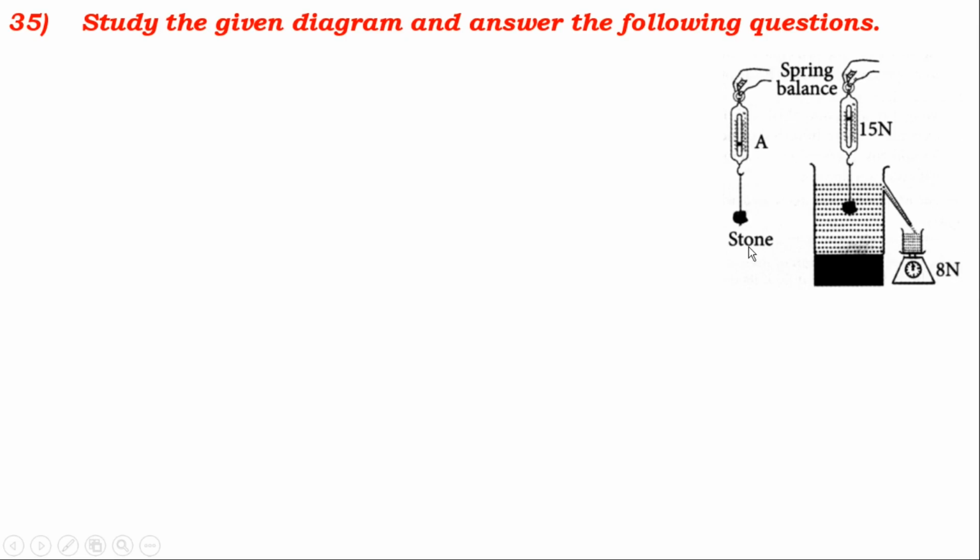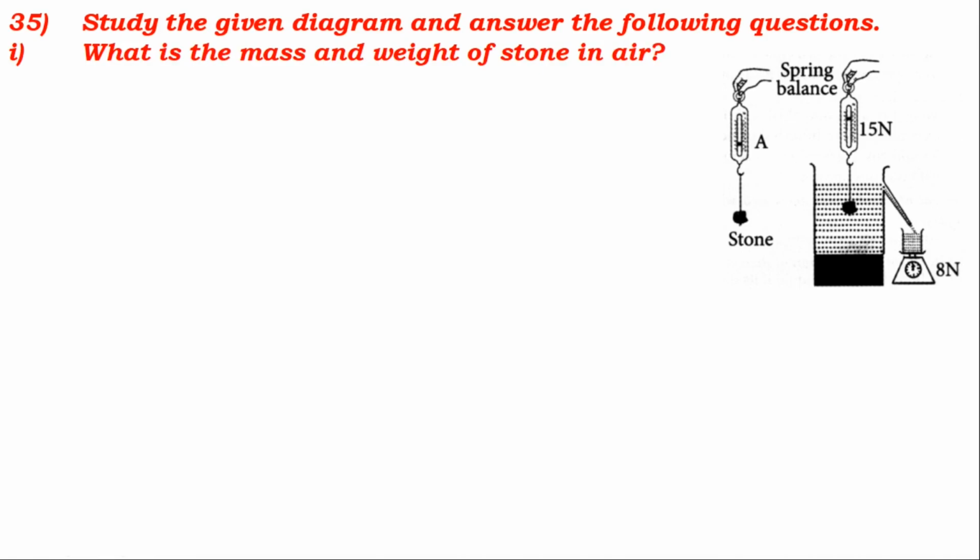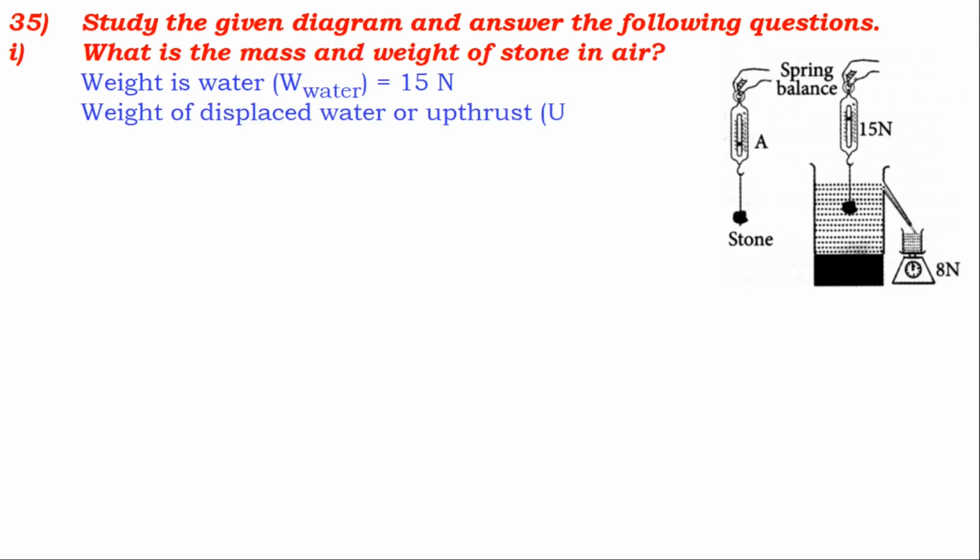Now what is the question? Let's say, what is the mass and weight of the stone in air? The mass and weight in air is not given, and the question is mass and weight. This is clearly a numerical problem. So we have to take the information. Weight in water, W water, is equal to 15 Newton. It is in the diagram. Weight of displaced water or upthrust is also given in the diagram. U is equal to 8 Newton.